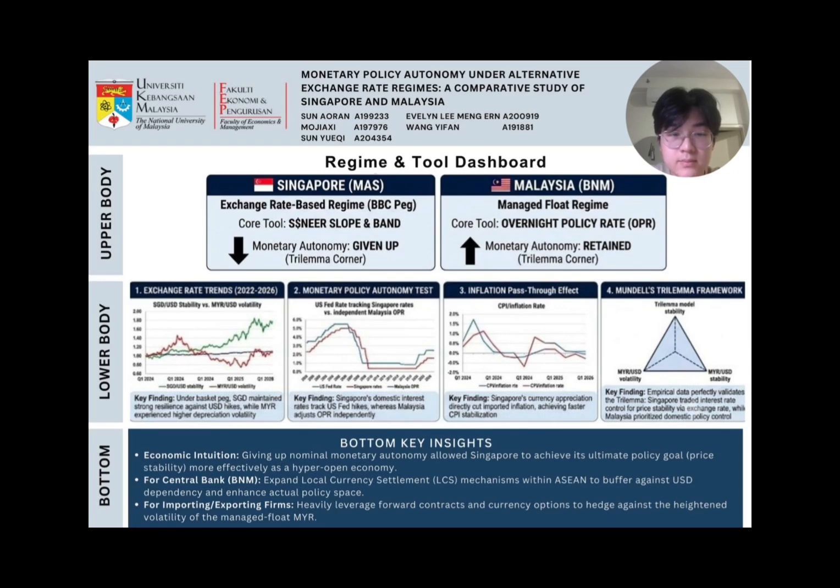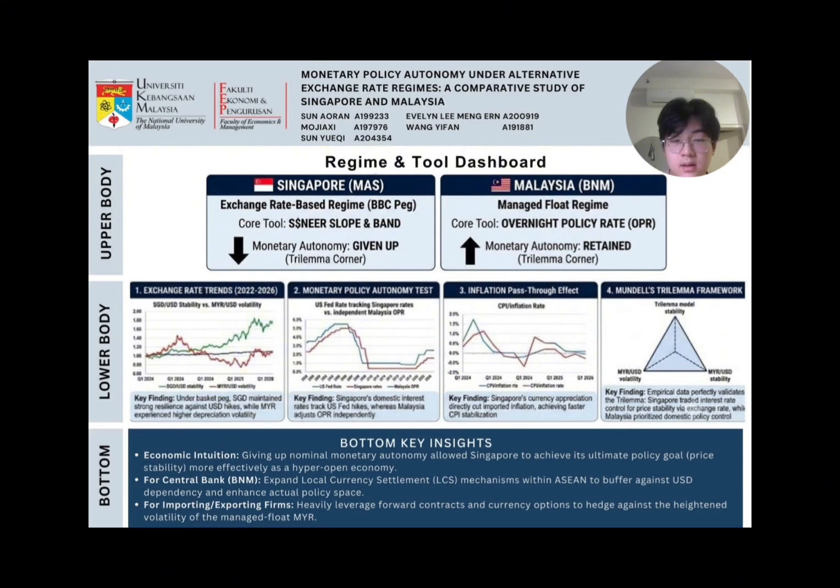Looking at our dashboard, Singapore positions itself at the bottom axis, operating as a hybrid open city-state. The monetary authority of Singapore, MAS, prioritizes exchange rate stability and free capital mobility, completely giving up its nominal monetary autonomy. It has no domestic benchmark interest rate.